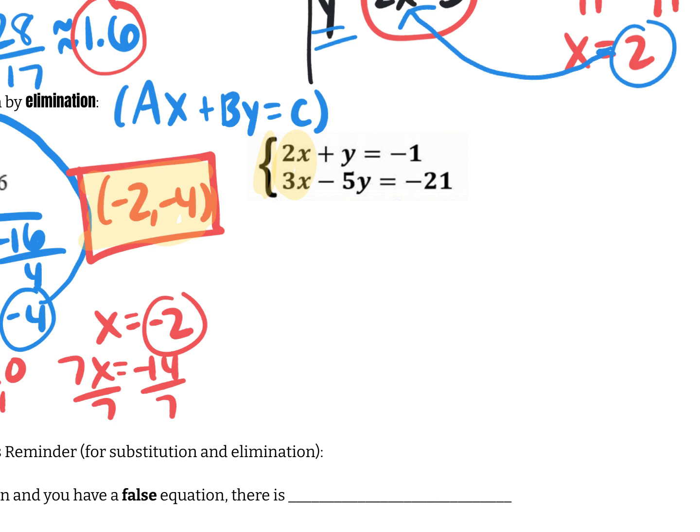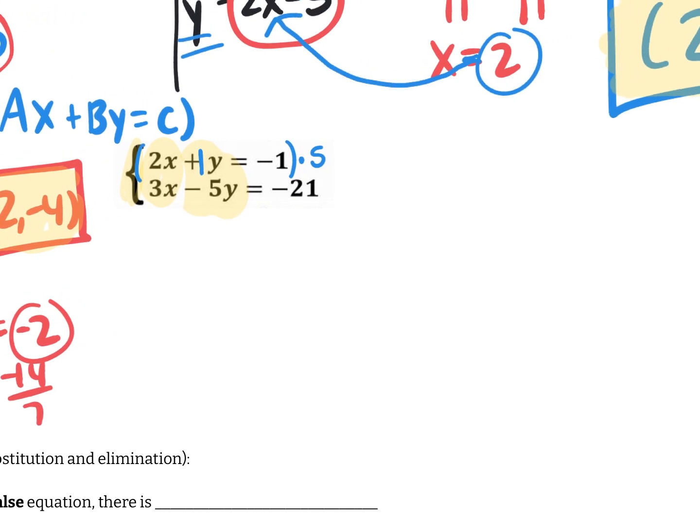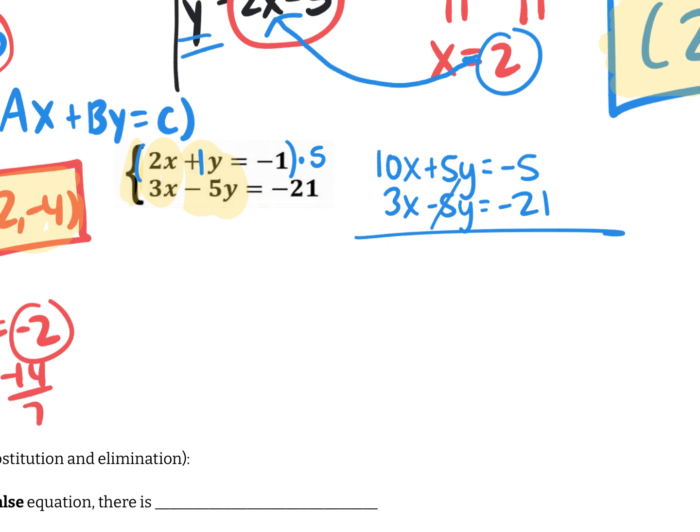Or you can get the y's opposite. Again, it always kind of works if you think of it as multiplying by the other coefficient. So if we focus on the y's, this is actually originally a 1. So if you just multiply this first equation by positive 5, that will be a 5 now, the coefficient on the y, which is the opposite of negative 5. So you don't need to multiply the second equation by anything. So multiply this by 5, you get 10x plus 5y equals negative 5. The second equation we're not doing anything to, so I'm just rewriting it. Add the equations together. These are eliminated.